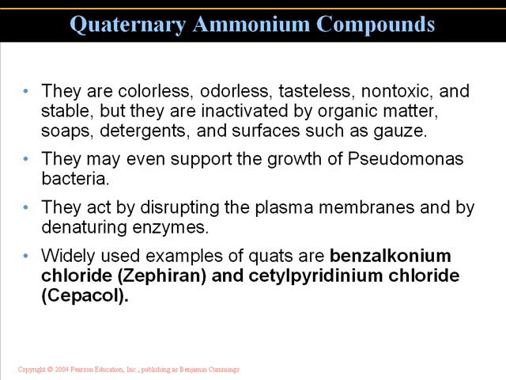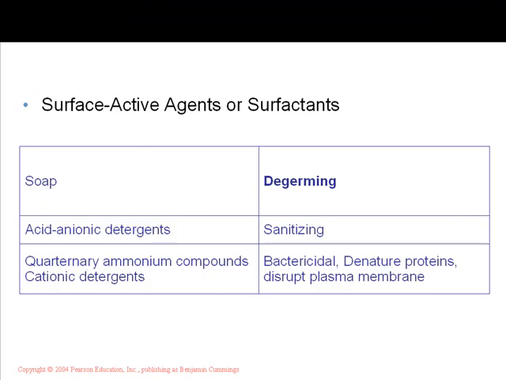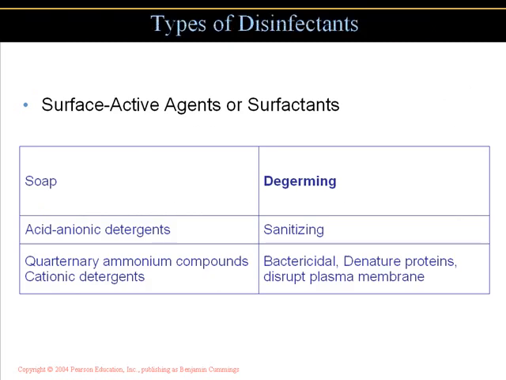Widely used examples are quats or benzalkonium. You also can see Zephiran. You may have heard of that before. It's used in a preparation. Cepacol, you may have heard of before. Cetylpyridinium chloride. Cepacol. You guys heard of Cepacol before, right? Cepacol mouthwash. Surface agents, surfactants, basically soaps and or degerming agents.